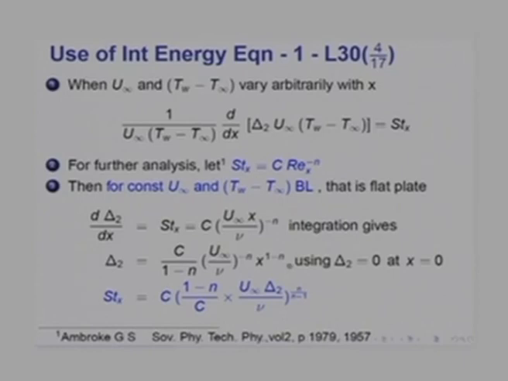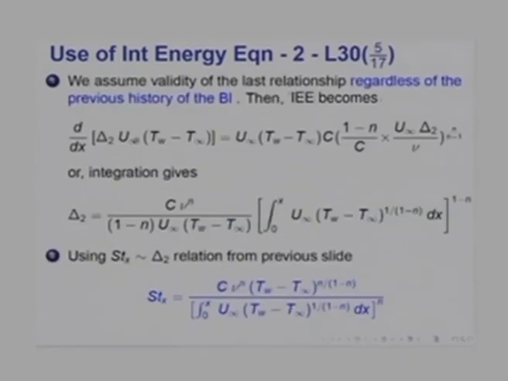And if I use the idea that delta 2 is 0 at x equal to 0, that is right at the leading edge, then Stanton x would simply become that. Stanton x would simply be a function of delta 2 raised to n over n minus 1. Now, this is a very important relationship because we will be subsequently using this relationship for a variety of situations. So, we assume the validity of the last relationship regardless of the previous history of the boundary layer.